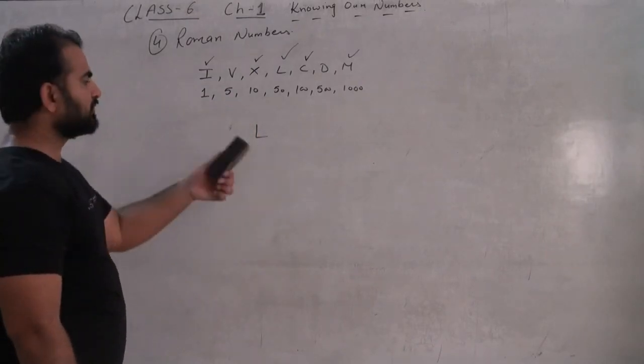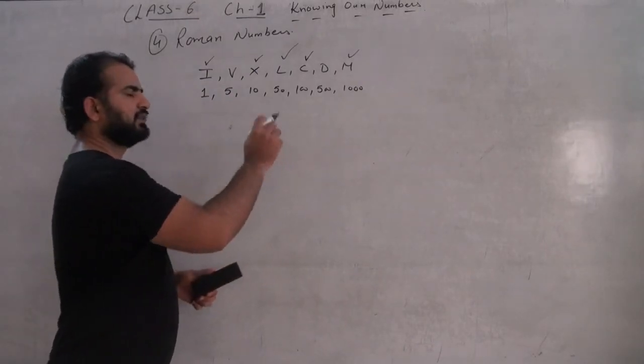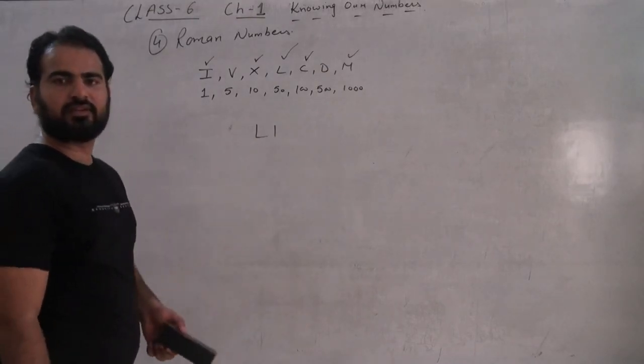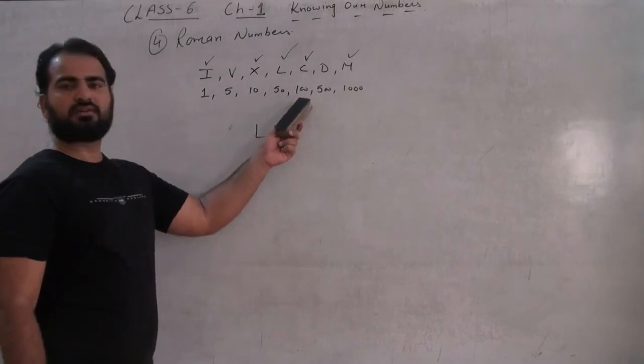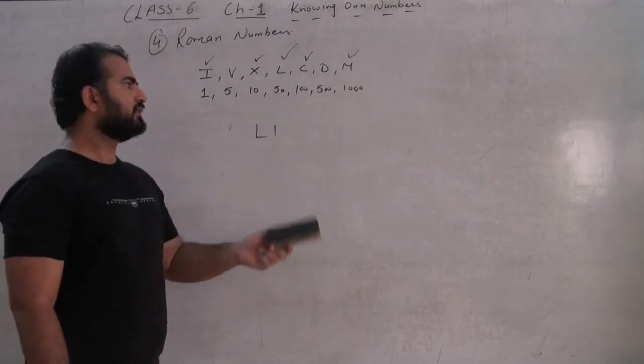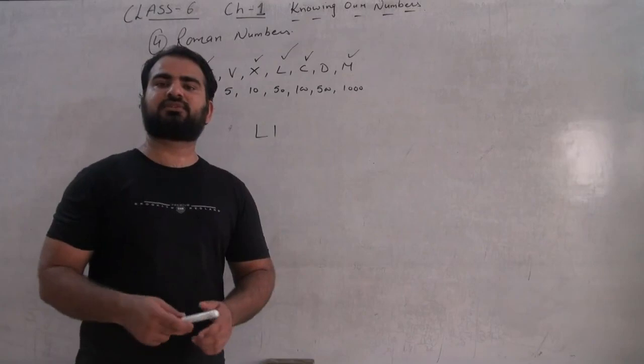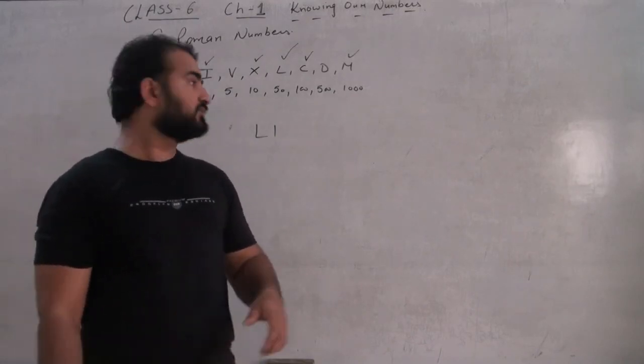Okay, next how to write 51? It will be like this. Again, 52, 53, 54, 55. And then you can go up to 100 or 1000. Okay. So class, this was the basic part of chapter number 1.